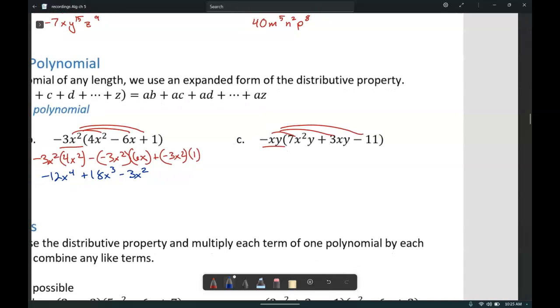All three terms will be multiplied by -xy, giving us -7x to the 3rd y squared minus 3x squared y squared plus 11xy.